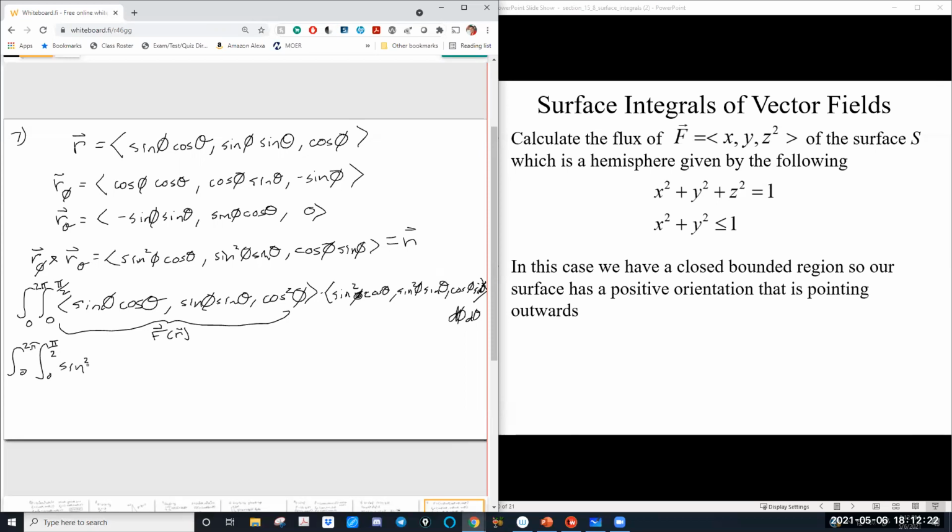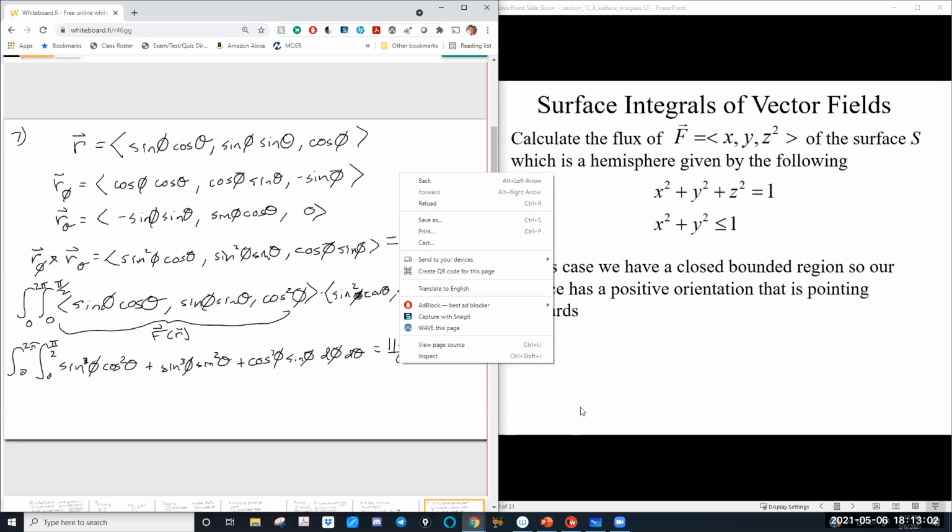We get sine cubed phi cosine squared theta plus sine cubed phi sine squared theta plus cosine cubed phi sine phi d theta. So calculating that integral will give us the flux on the hemisphere, which is 11 pi over 6. So it came out positive.